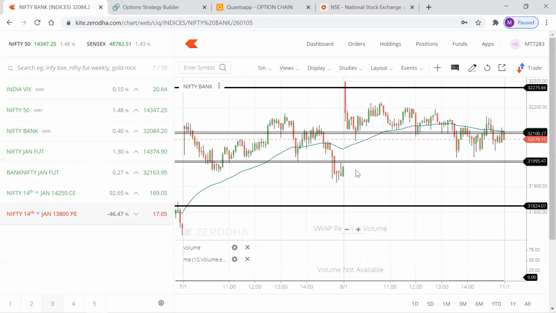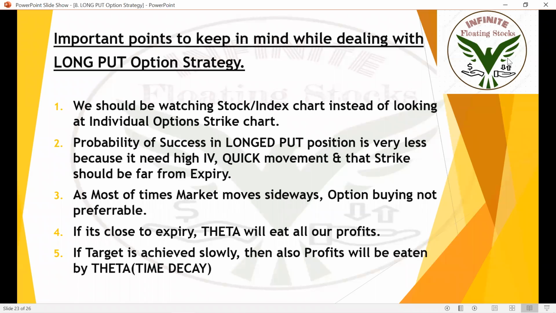So that's advice again. We should be watching the underlying asset, the Nifty or Bank Nifty chart, instead of looking at individual option strike charts. That is, do not look at the PE or CE strike chart.